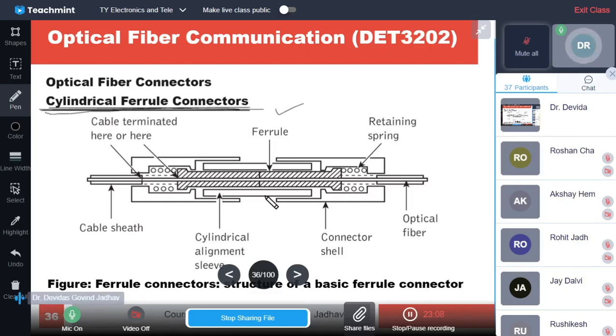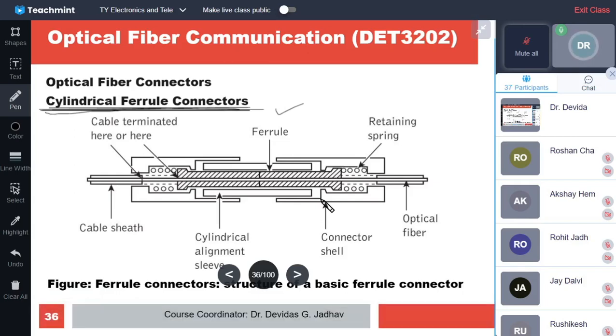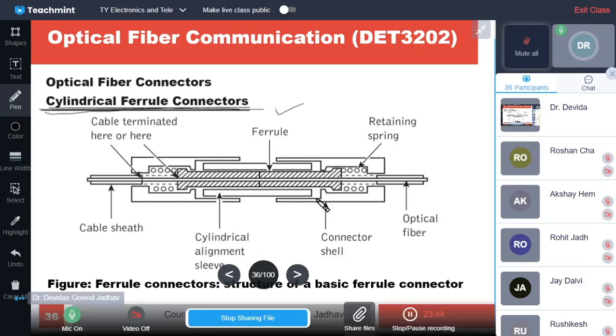Then this is the cylindrical alignment sleeve, and this is the connector shell. This connector shell provides the protection, it maintains the alignment, it provides the connectivity, it provides protection against environmental moisture and dust, it provides protection against wear and tear, and it also provides strength to this joint. So this is the connector shell, and these are the optical fibers, the optical fiber and its cable sheath.